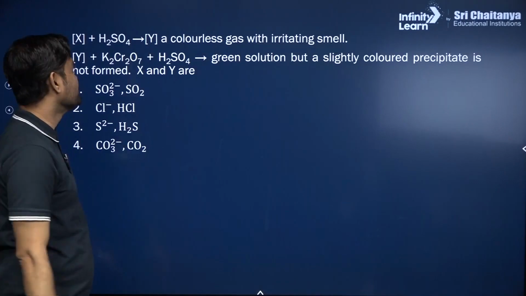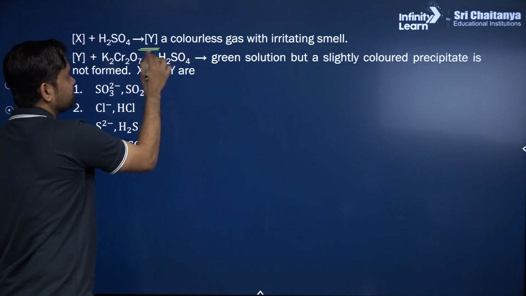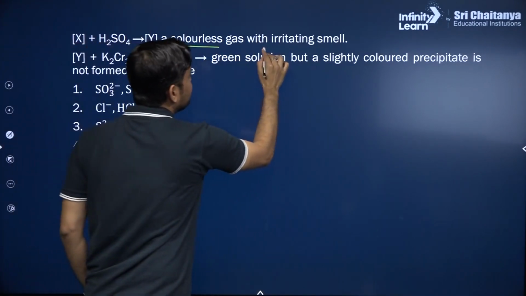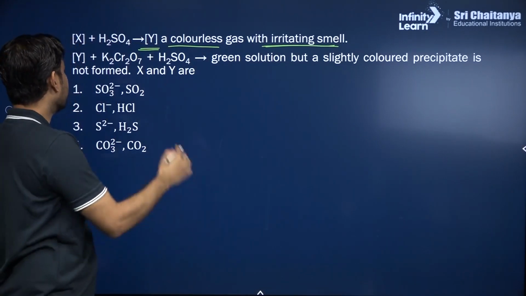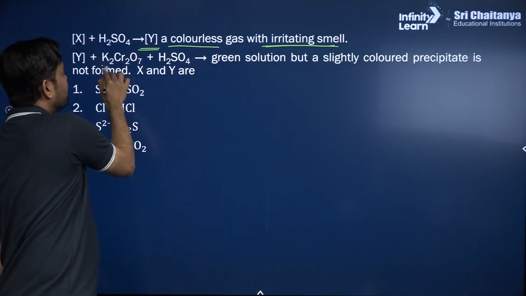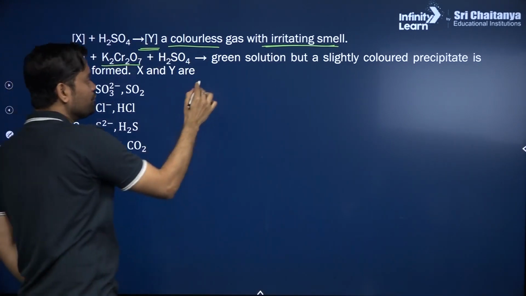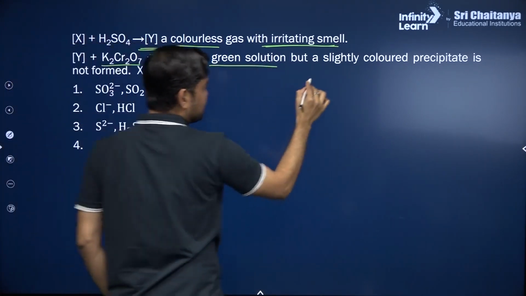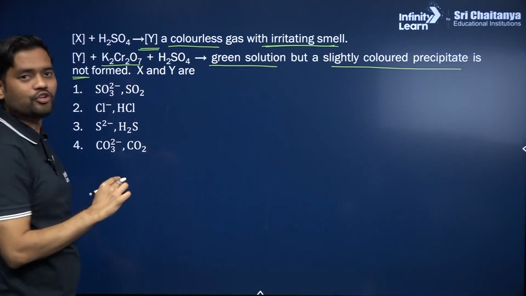Talking about the second question. X plus H2SO4 gives you Y, a colorless gas with an irritating smell. Second, the same Y is treated with K2Cr2O7 in the presence of acid H2SO4 to give you a green solution, but slightly colored precipitate is not formed. Please make a note of it guys.